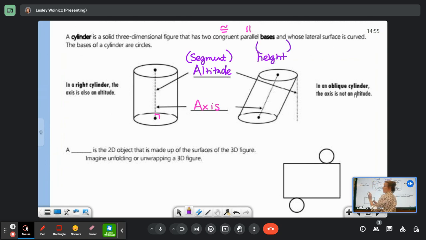But a lot of times we are a little loosey-goosey with the vocab, and we'll say altitude and mean height and vice versa, okay? But strictly speaking, this is the length of the altitude. So the height always has to be perpendicular to the base. Everybody see that? Okay.